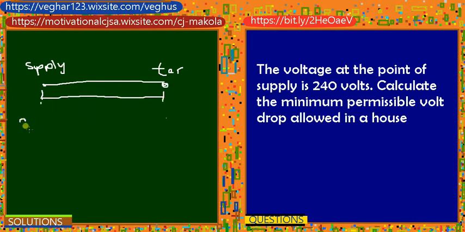So if you put 230 volts here, you'll find that when it reaches here, maybe it is no longer 230, maybe it's 215 or something. So the voltage will drop from this point to this point. It's 5%. If it exceeds 5%, the drop is too much.